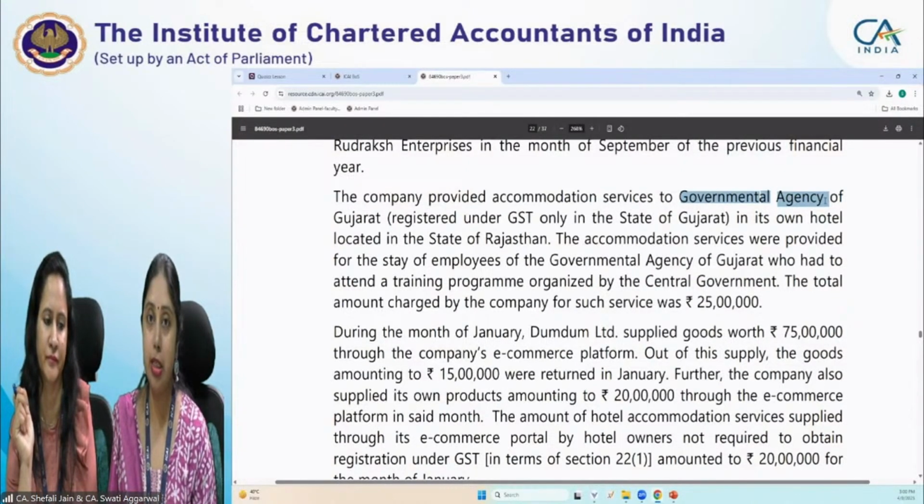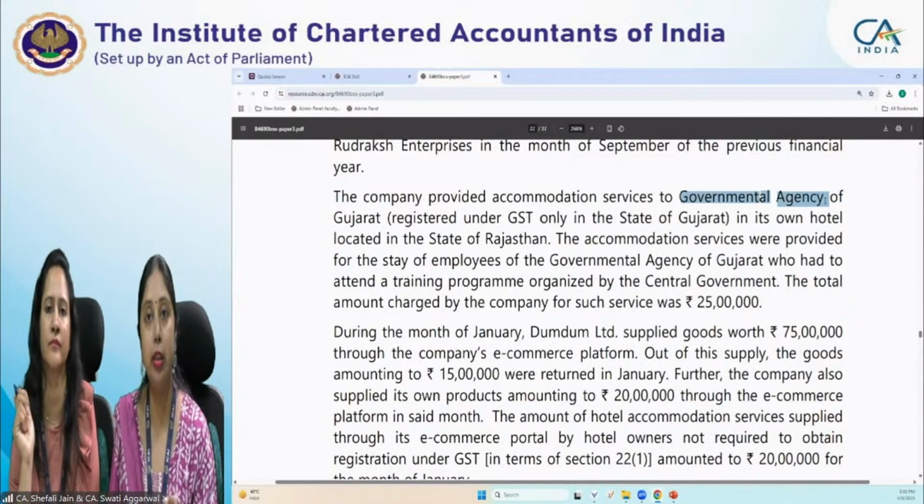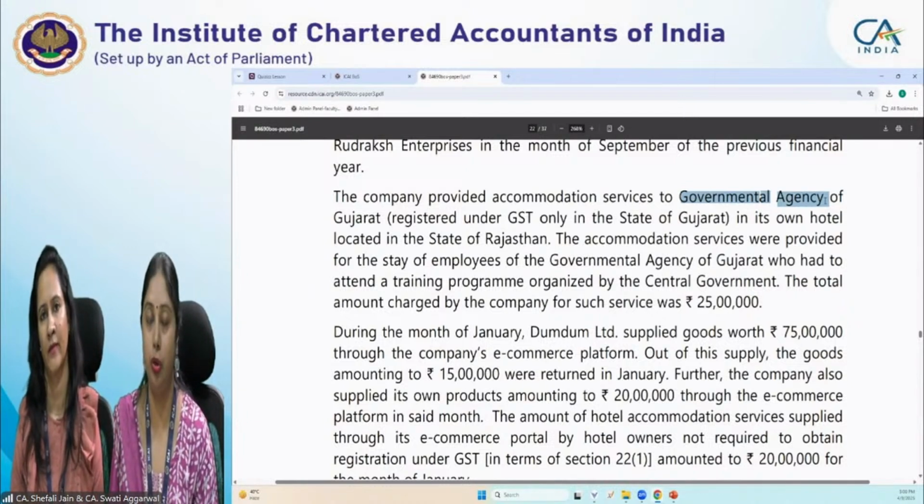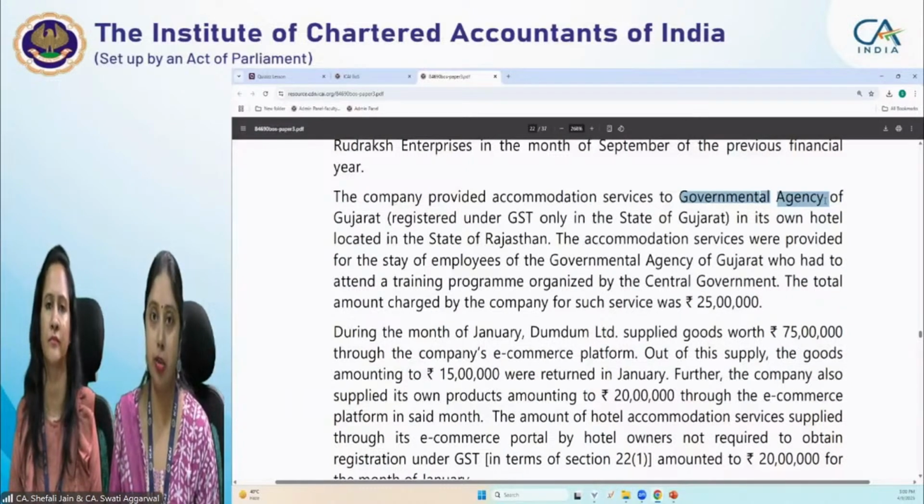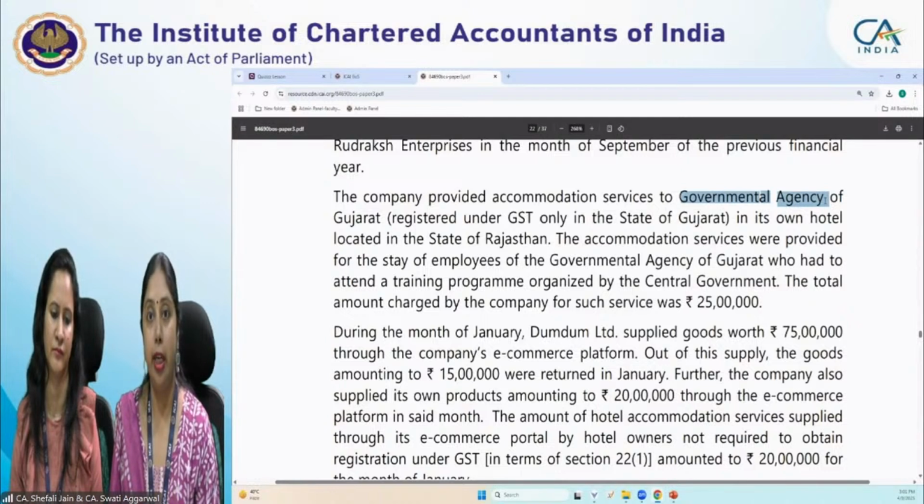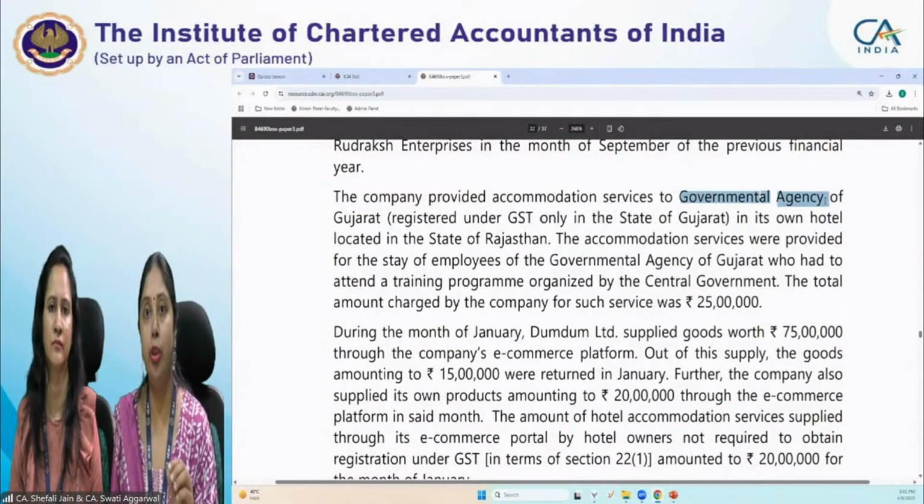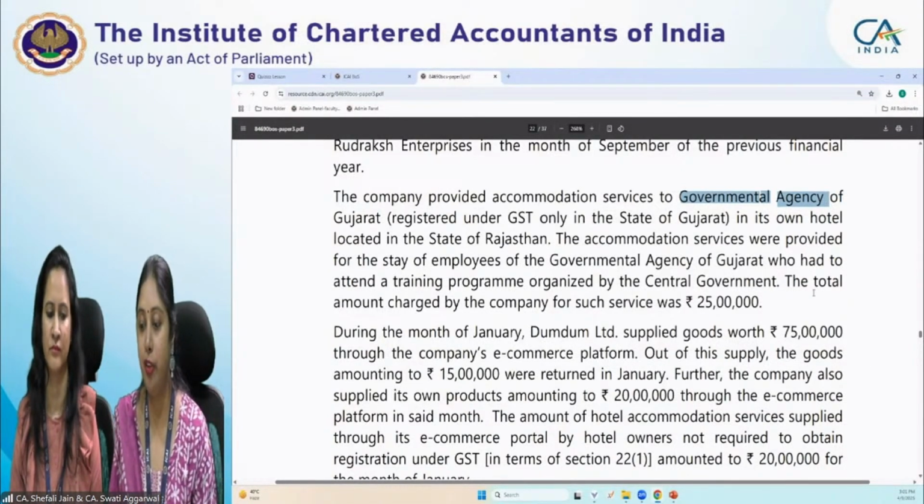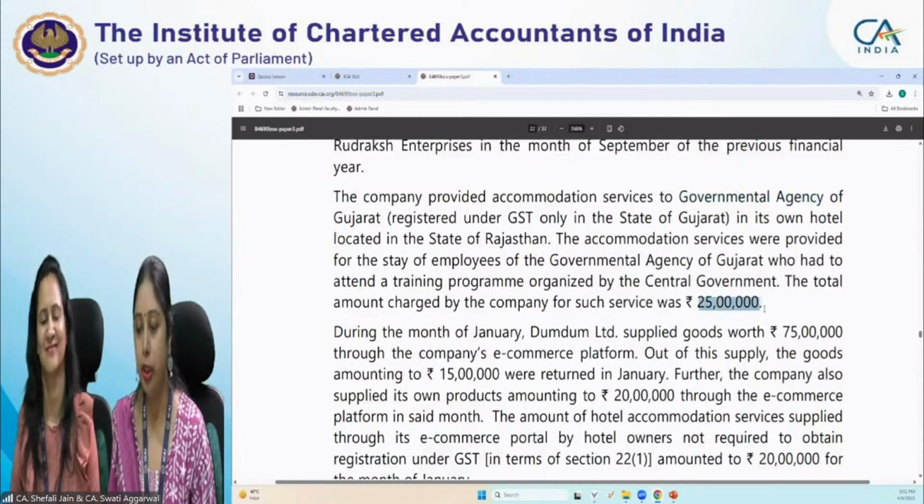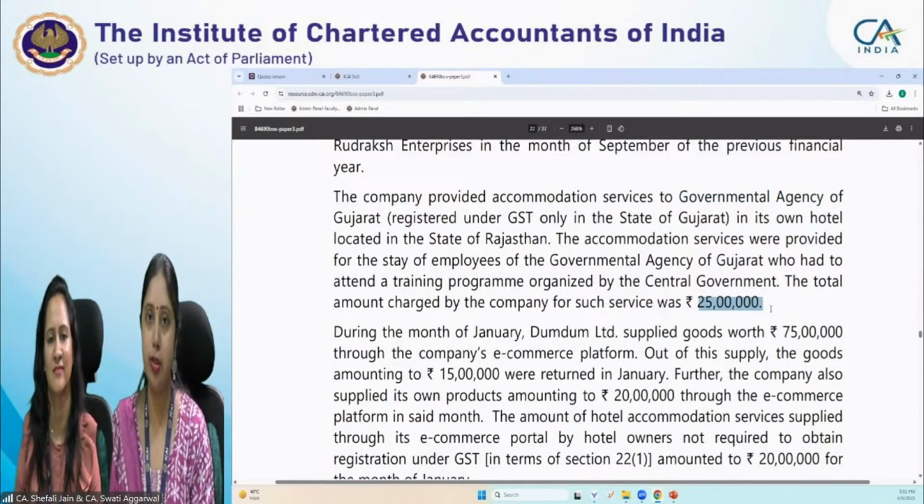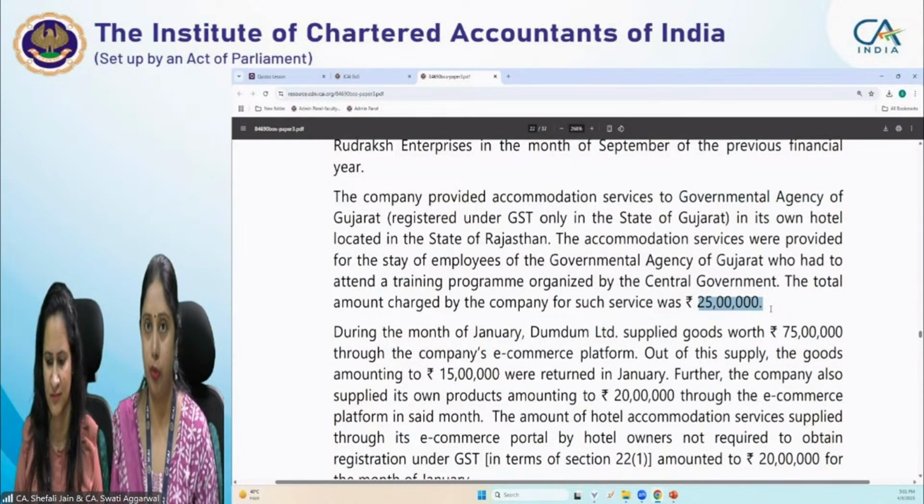Now, next question comes, whether TDS has to be deducted at all or not. First point is that the consideration, the value of supply, excluding GST, should be more than 2,50,000. Here it's 25 lakhs, so way ahead. So that is not an issue. The value of supply is quite higher than the cutoff or the threshold limit.